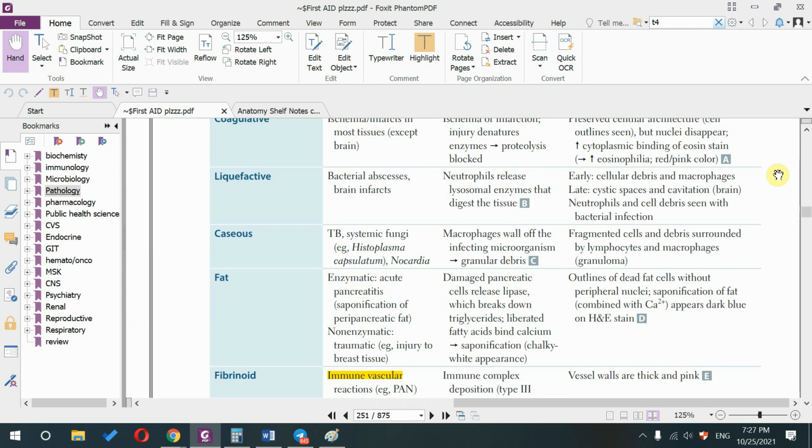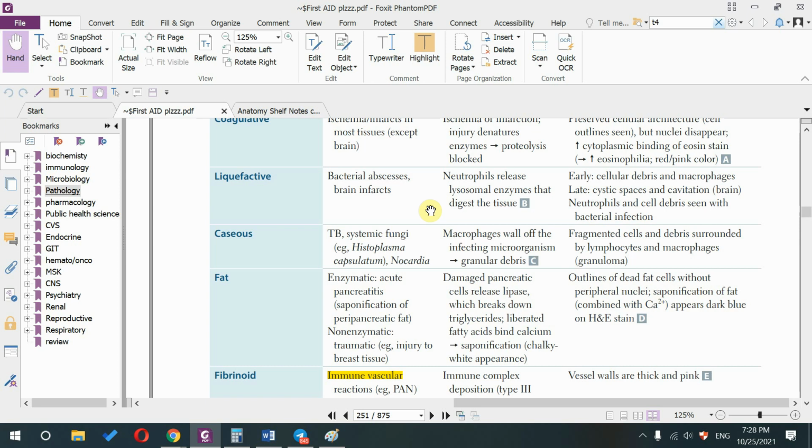Early on in histology, you will see cellular debris and a lot of macrophages there. That's not high yield. But what is high yield is this one. Cystic spaces, like the one we saw in the brain, and cavitation in the brain will be seen. Neutrophils and cell debris will be seen in case of bacterial infection leading to an abscess. So again, liquefactive necrosis can be in case of an abscess and in case of brain infarction. If they ask you what is the method of its creation, you will say it's neutrophil mediated. Okay? If they ask how it is mediated in the brain, you will say it's microglial cell mediated. Okay, so the next concept.